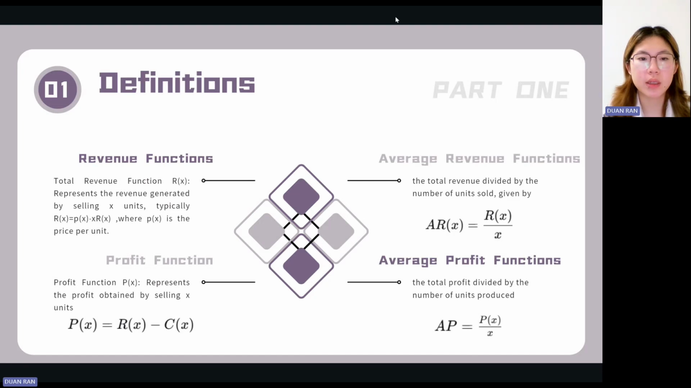Profit function is the difference between total revenue and total cost. It represents the profit obtained by selling x units, and here is the formula. We can see it from here. The last one is average profit function. It's the total profit divided by the number of units produced. This is useful for understanding profitability on a per unit basis.